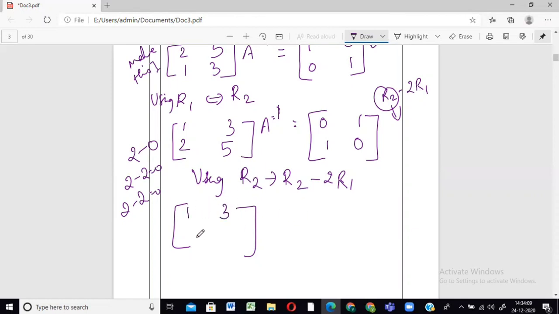Okay, R2 is R2 minus 2 times R1. So this is our R2, right? R2 minus 2 times R1. R1 is 1. So the answer is 2 minus 2, which is equal to 0. This you can do in the rough work, okay? Don't do it the way I am doing it. I don't have space. Likewise for the next element also: 5 minus 2 times R1. The corresponding R1 element is 3. So 5 minus 2 times 3, which is 5 minus 6, which is equal to minus 1.